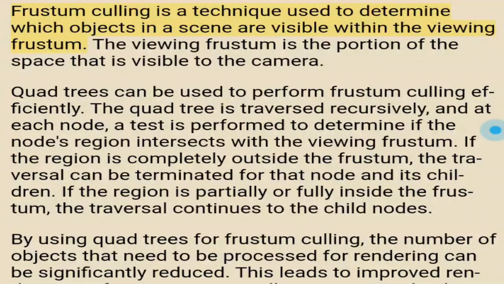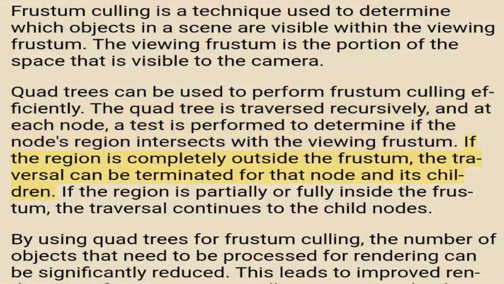Frustum culling is a technique used to determine which objects in a scene are visible within the viewing frustum. The viewing frustum is the portion of the space that is visible to the camera. Quad trees can be used to perform frustum culling efficiently. The quad tree is traversed recursively, and at each node, a test is performed to determine if the node's region intersects with the viewing frustum.